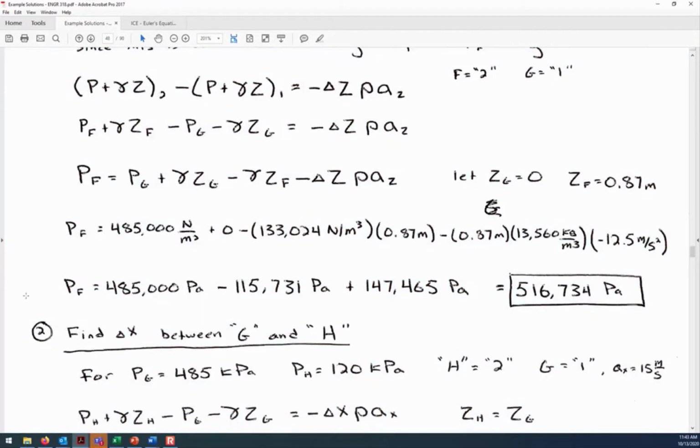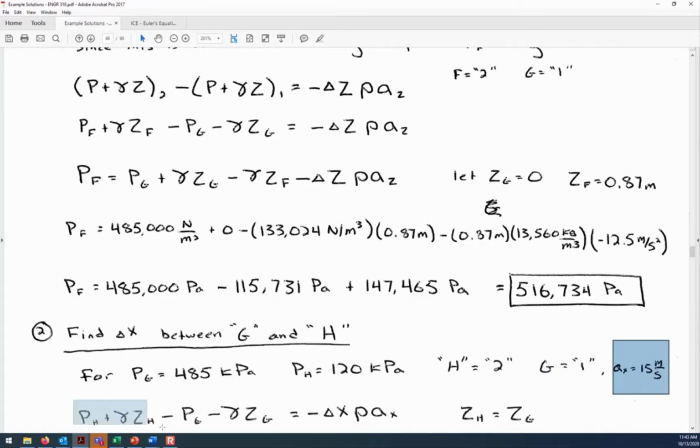Okay, so I've scrolled down to look at some of the preliminary stuff for our second direction. We're handling the acceleration in x separately from the acceleration vertically. We can't combine them in a single step. So we know the pressure at G and the pressure at H. Here we're defining that H is the one that's further to the right, so that's what makes it 2. G is on the left-hand side when we talk about the x direction, and then the acceleration in x is a positive 15 meters per second squared.